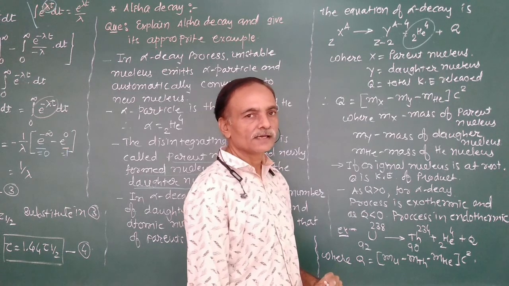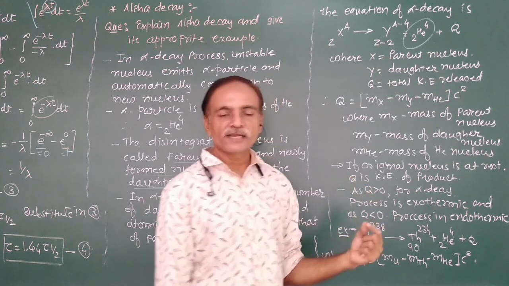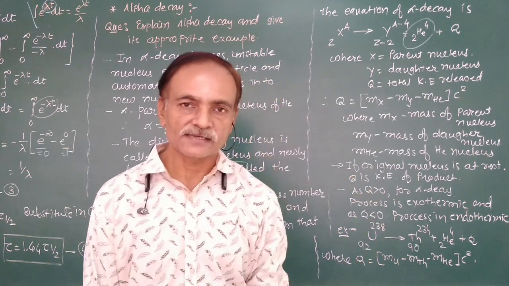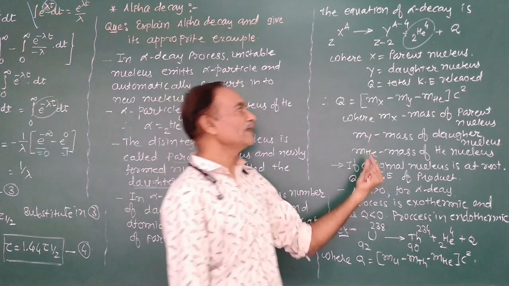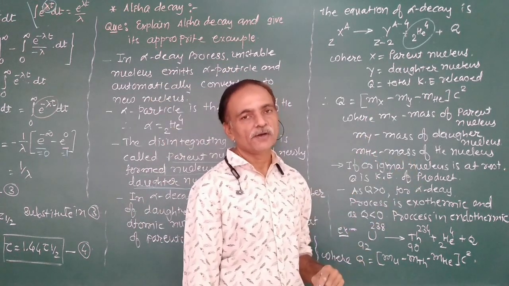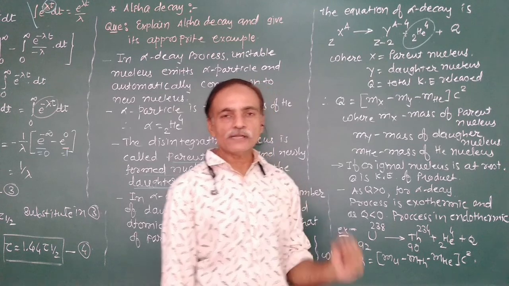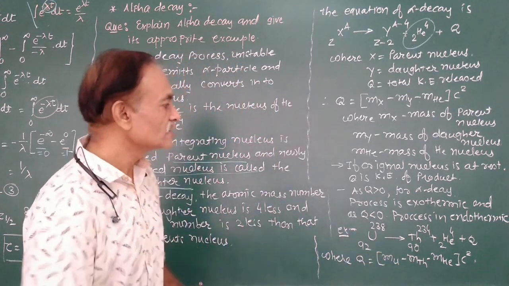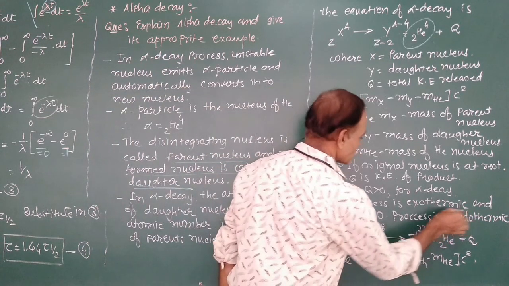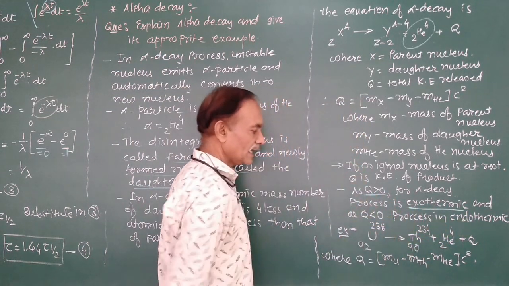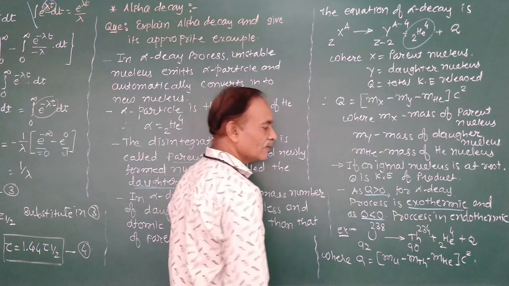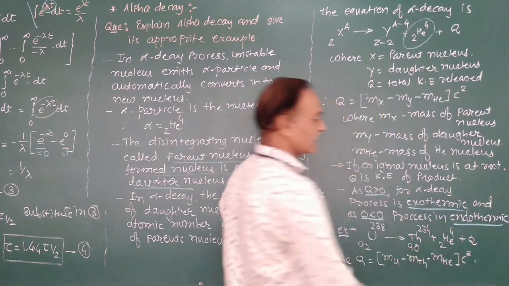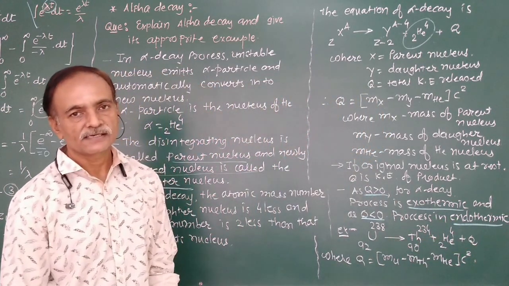Right? If the original nucleus is initially at rest, then Q is obtained in the form of kinetic energy of the product. Here two types of alpha decay take place. If Q is greater than 0, that is known as an exothermic process. And if Q is less than 0, this process is known as an endothermic process.